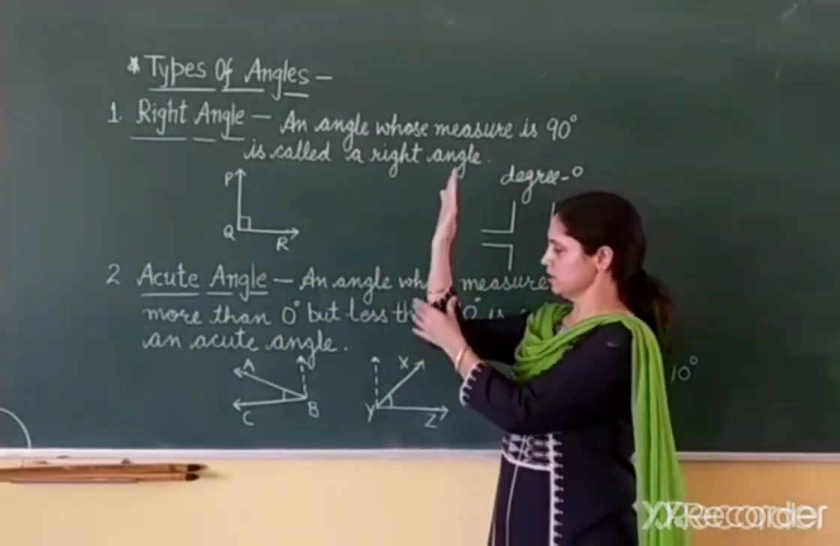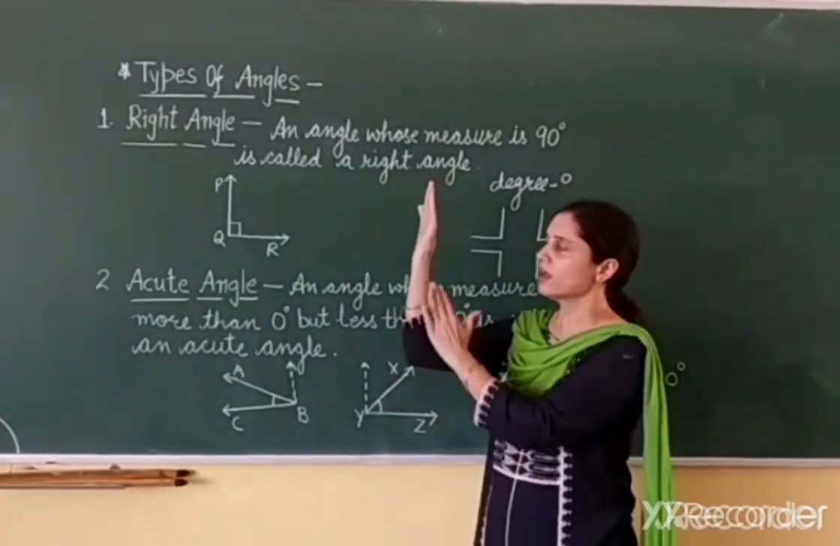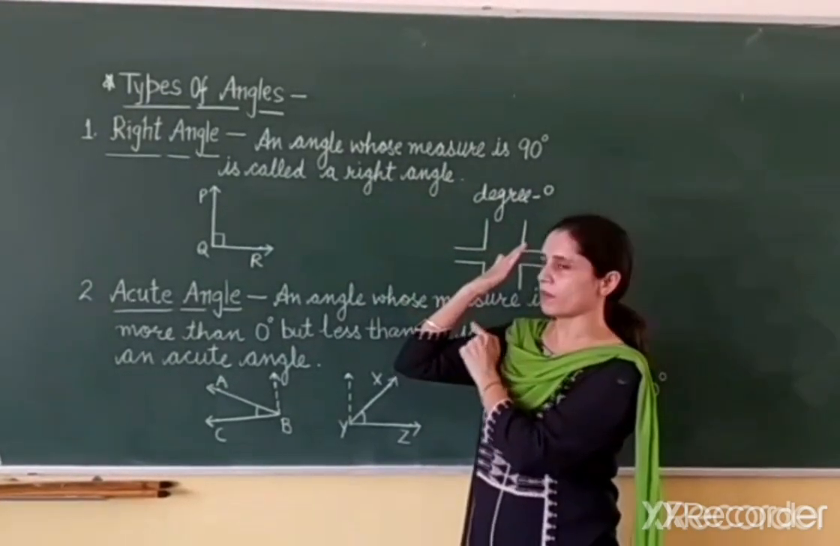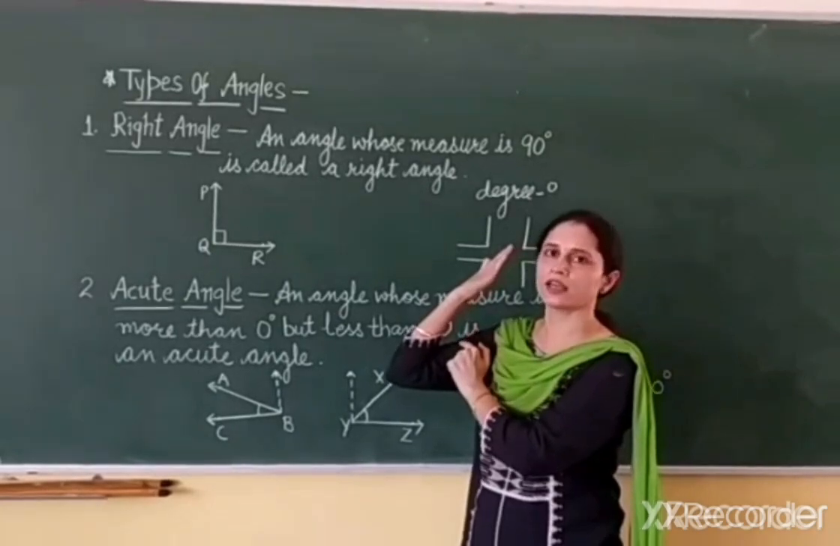Our body parts also make different angles. So first, this is a right angle. When this side comes closer to here, this forms an acute angle.